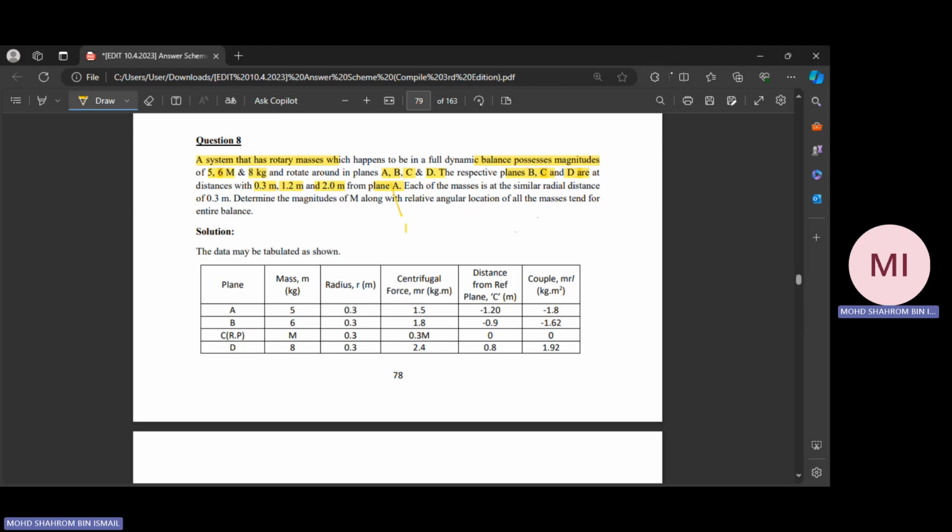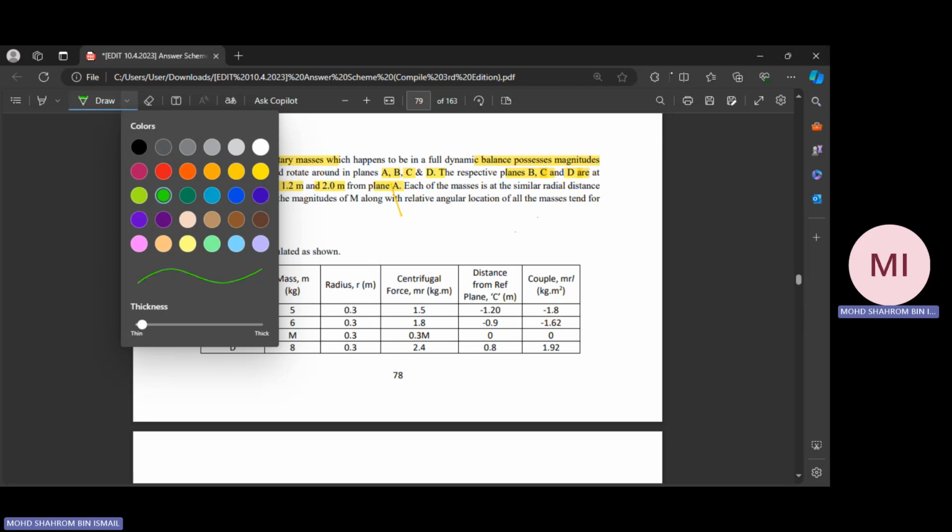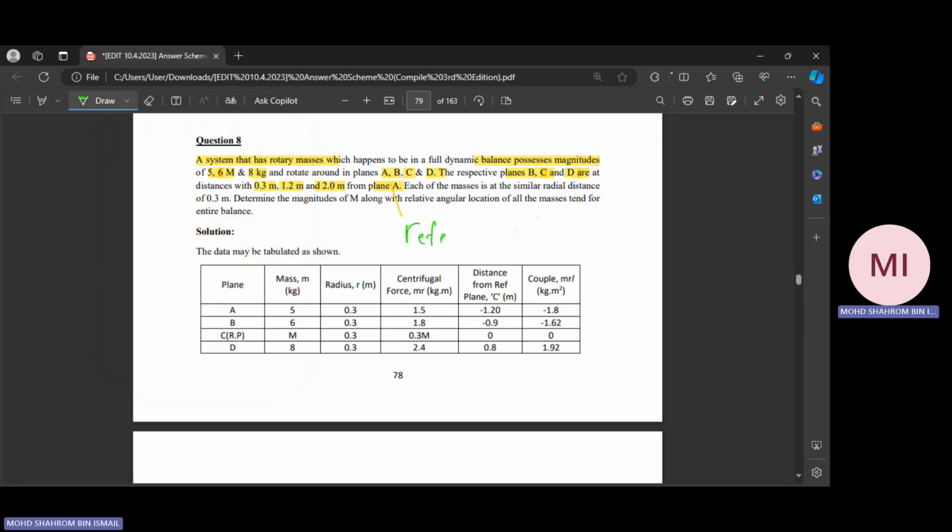It means plane A basically is the reference plane. Each of the masses is at a similar radial distance, which means each mass is at a radial distance of 0.3 meter. Determine the magnitude of m along with the relative angular location of all masses for entire balance.